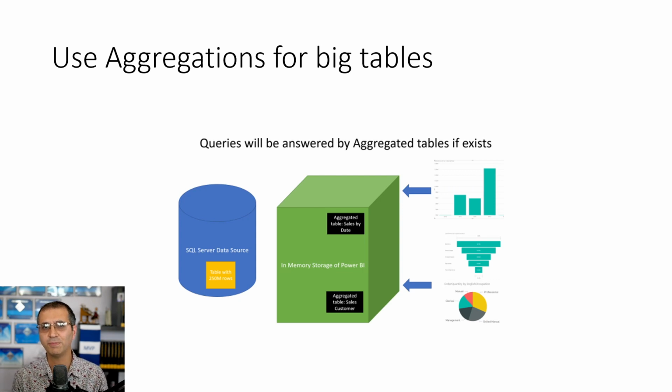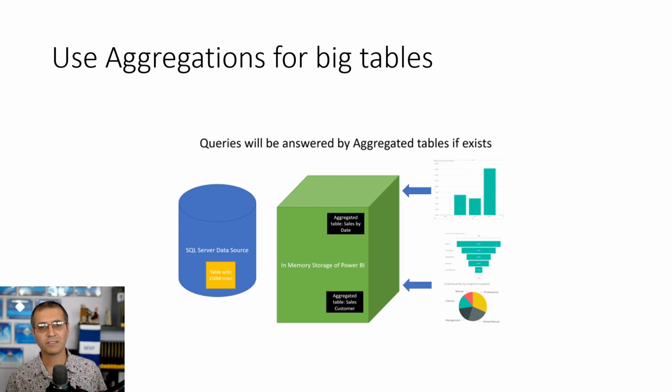Some considerations for big tables. If you have a table with too many rows, then consider using aggregations. An aggregation is a grouped-by version of a table, with a certain number of fields, that can be much smaller than the original table, because if the original table, let's say, is 2 billion records, the aggregated table of that by date might be only 7,000 records.